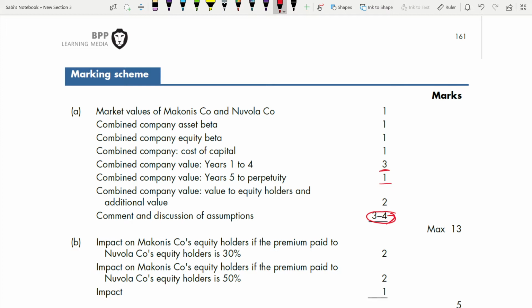Most of you don't write your assumptions or you don't comment on the results. You just do the calculation part and then leave it.